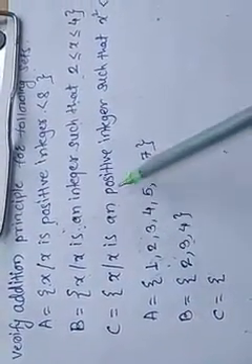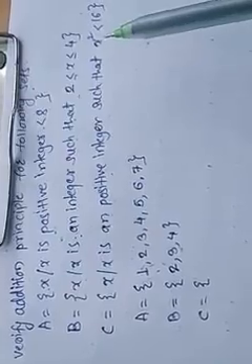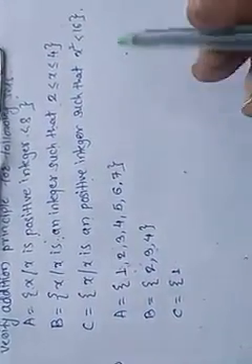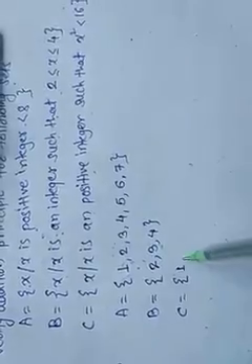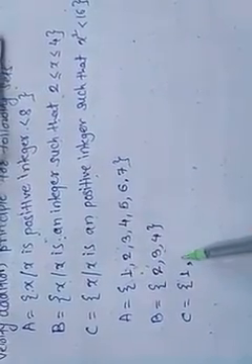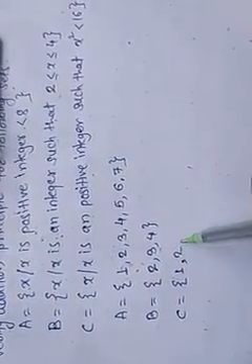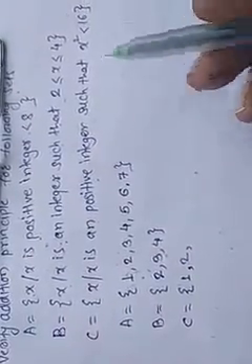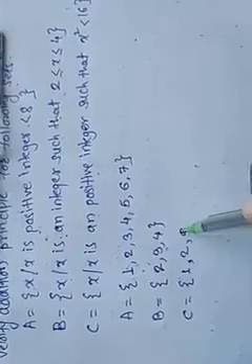Next, set C is equal to {x | x is a positive integer such that x² < 16}. We have to find the squares of positive integers which should be less than 16. So we start with positive integer 1, whose square is 1, which is less than 16. Next, 2 squared is 4, which is also less than 16, so 2 will be in set C. Next, 3 squared is 9, which is less than 16, so here we write 3.